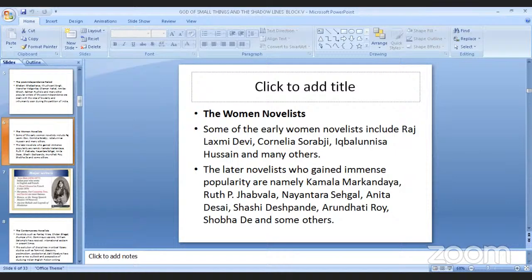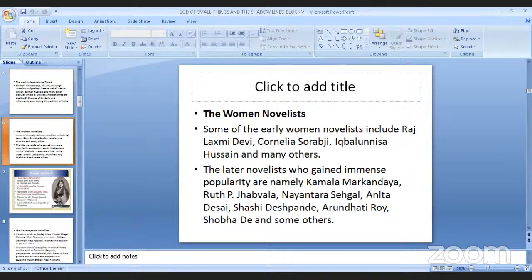Now, these women novelists of Indian English literature have marked a distinctive form of writing, which is especially shaped by their feminine sensibility. The early women novelists, as I've already explained, dealt with social and political concerns.